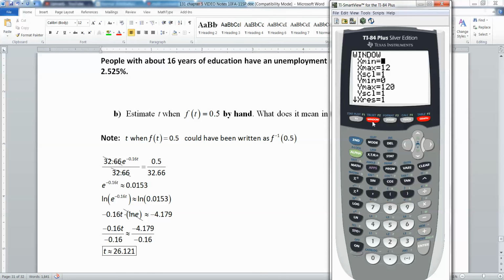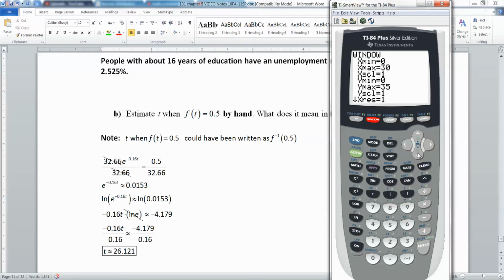Okay, so now I'm going to go to my window. I'm going to notice that my answer is about 26, so I need to go to like 30, 35, somewhere in there, right? For your y values, we wanted to know when this was equal to 0.5. And our starting value is 32.66. So how about I go 0 to 35 just for the heck of it and see if that's a terrible graph. And we'll graph it. So there we go, we got the two of them. Oh, look at that. 0.5 is too low. This isn't going to work good.